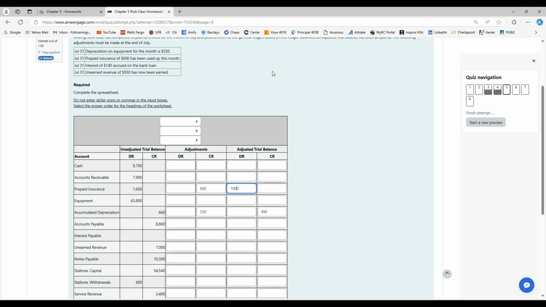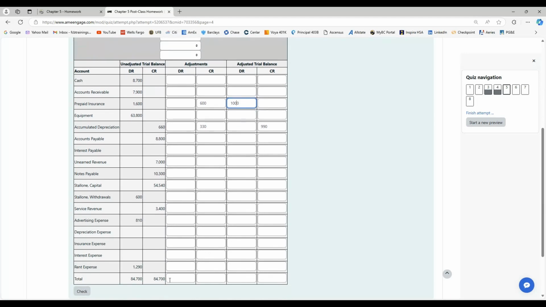Okay, next, interest of 140 was accrued on the loan balance, so 140 of interest expense and 140 of interest payable. And that just carries over. There was no interest payable to start with, no other interest expense, so that just goes over. Let's do the insurance expense of 600. That just carries over as well. There's no other balance to start with to add on to it.